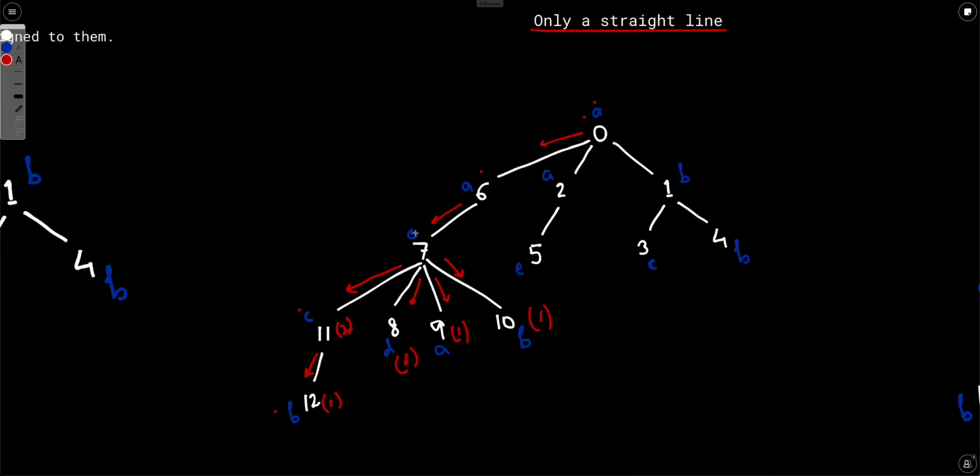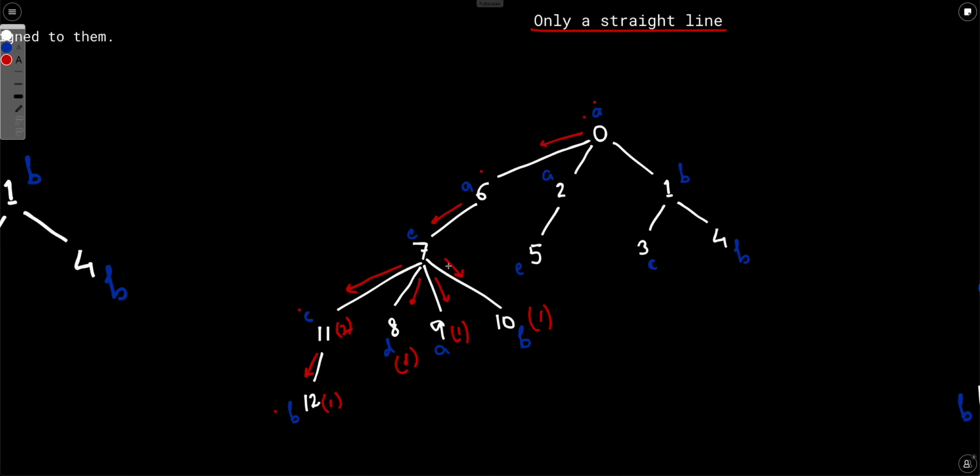Now remember, while calculating the longest path for 7, we will only consider the children which don't have the same value as 7. So in our case, 7 has value e, so we will only consider the children which don't have value e. So in this case, no one has value e, so we can consider any one of them.